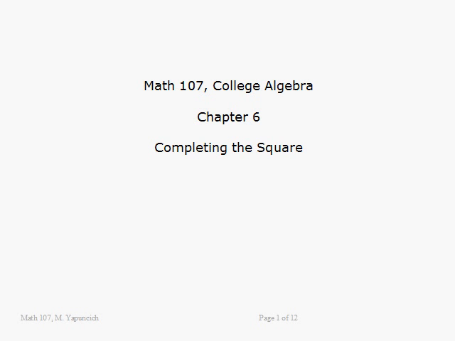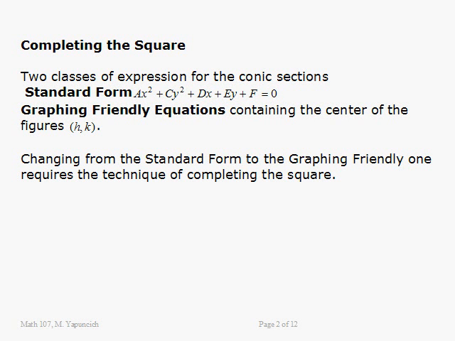This is a lecture for Chapter 6 on completing the square. For the conic sections in Chapter 6, we had two ways to write the equation that describes the conic section. One was the standard form with A's, there'll be no B's, of course, C, D, E, and F, and G.